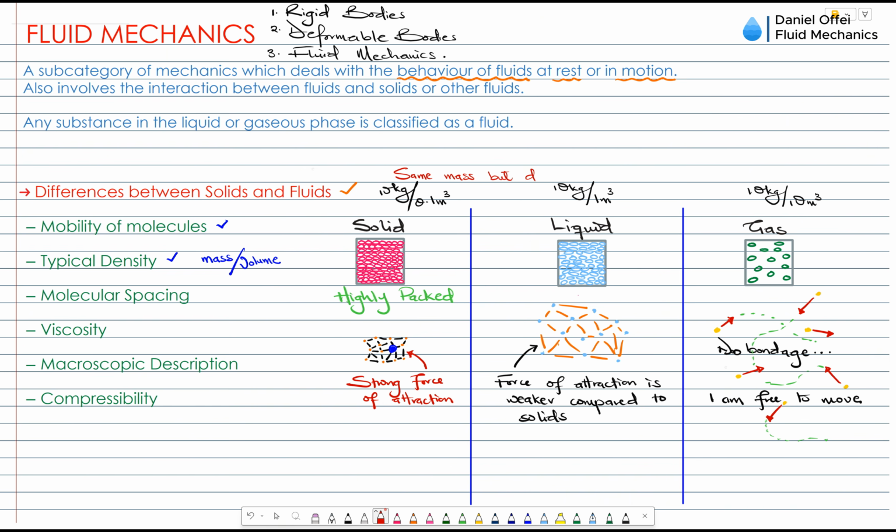7,700 kilograms per meter cubed. And we know water has just 1,000. So look at the difference, 7,700 and 1,000. And then air has a density of 1.2. That is a very huge difference.